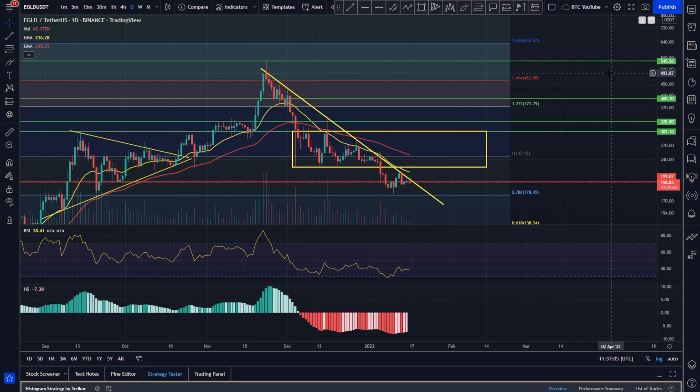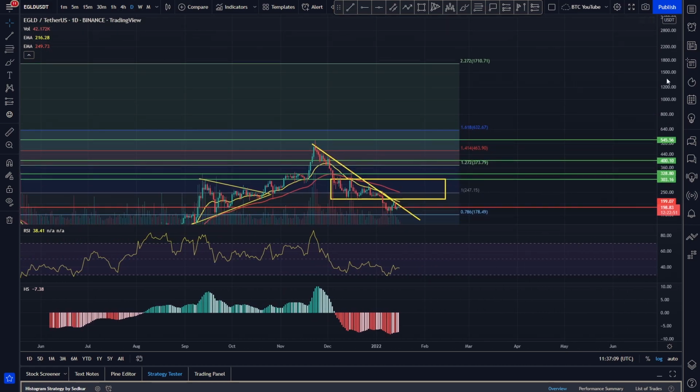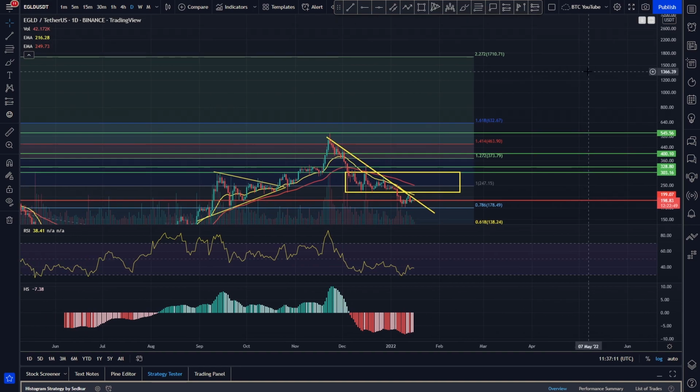And then with a long-term price prediction, obviously, as we said, we do think $2,000, a 10x for Elrond, is very, very possible, considering the performance of very similar platforms like Avalanche and Solana, for example. And we do have that 227 extension at $1,700, so that would have a fairly decent confluence with that price target.